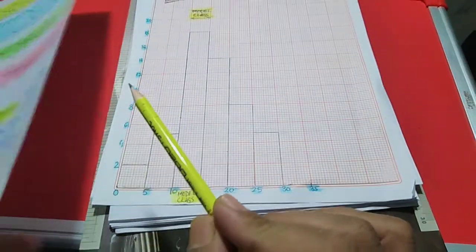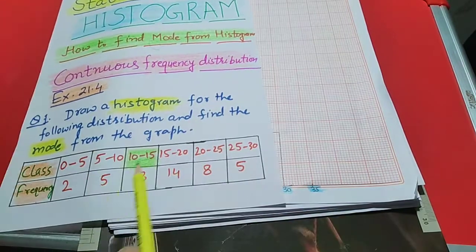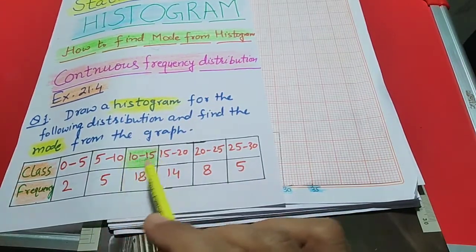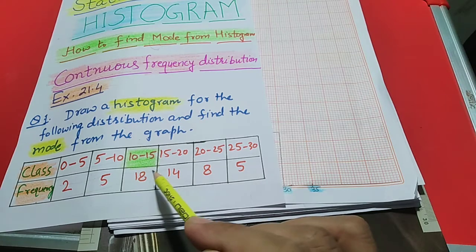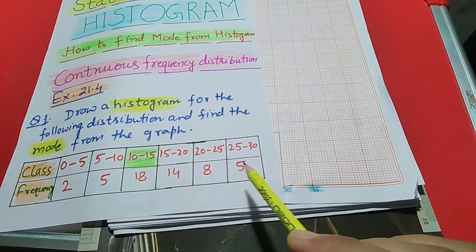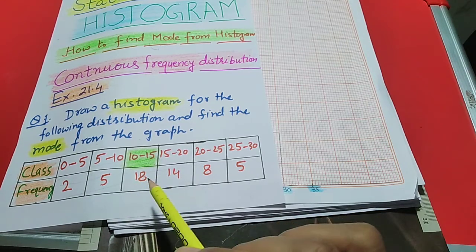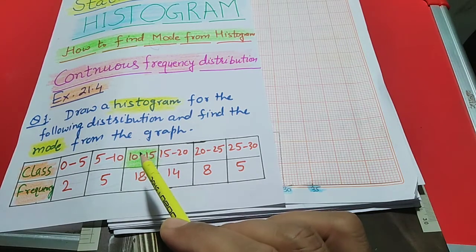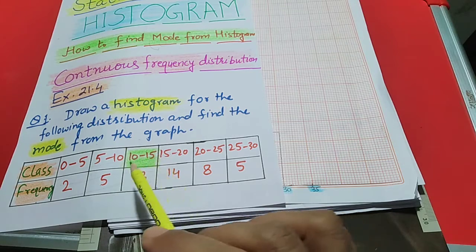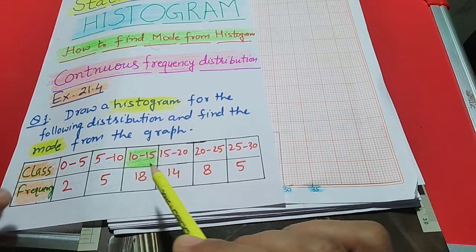So now see the question again. I have shaded it with green color. Why? Because amongst all the frequencies, this is the greatest frequency, 18. So this is called your modal class, 10 to 15. This is your modal class.